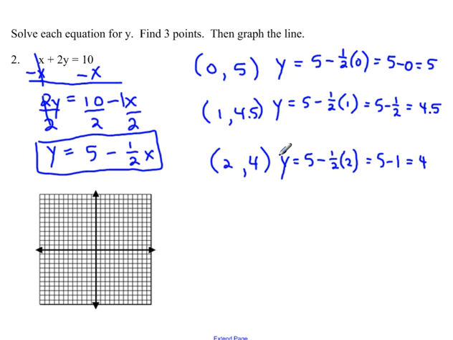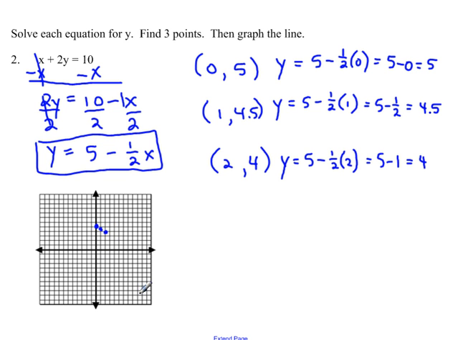Now recall, these are not the only points on this line. There's an infinite number of points on every line, but I'm using 0, 1, and 2 for the x values just to simplify. Alright, so now we're going to plot them. Start at the origin, move 0 in the x direction, and 5 up. 1, 2, 3, 4, 5. Put a point right there. Next point, 1, 4.5. Move 1 to the right and 4.5 up. So to graph a half, just put it between the values. And then finally the point 2, 4, 2 to the right, 4 up.